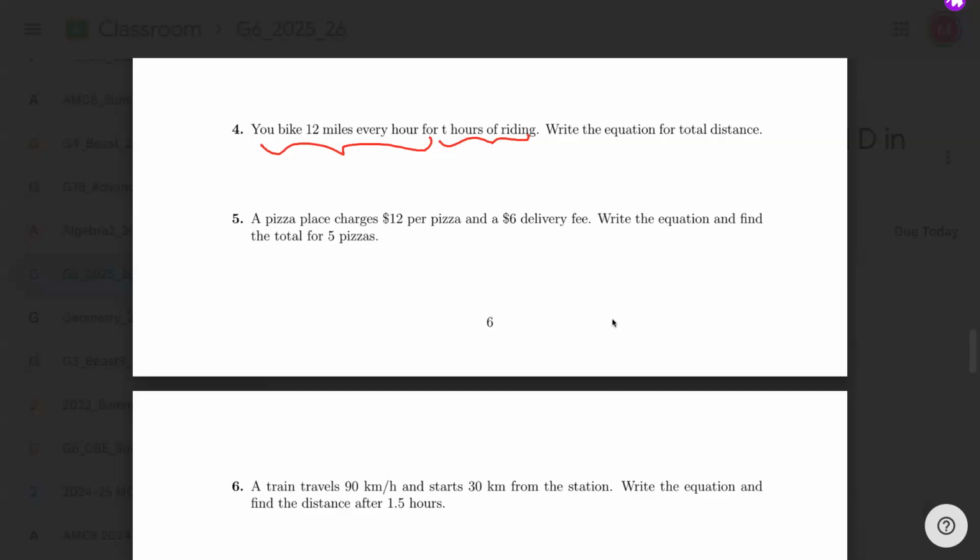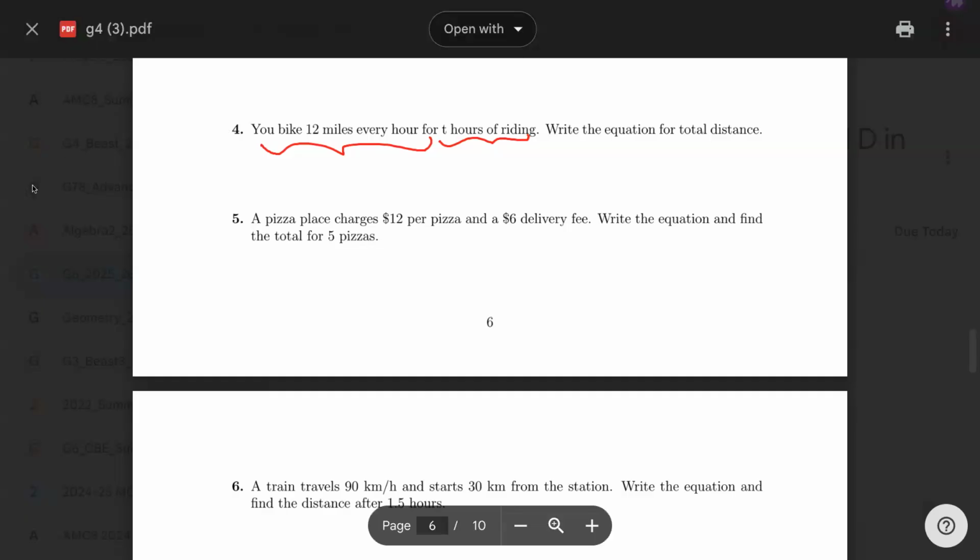Let's check it out. Wait. Aniket, you didn't use... Oh, you used t, but then it is interchanged. It's incorrect. Miles equal to 12 times... wait, 12 miles every hour. Let's see. If I were you, I would solve it this way. Miles and time, right? For every hour.